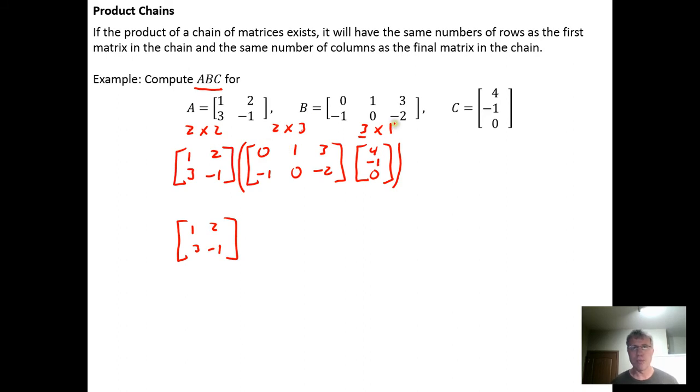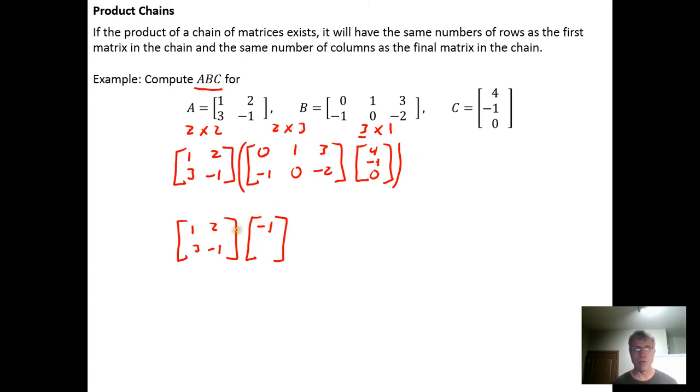When we take this product, we're going to get a 2 by 1 matrix, so that's 2 rows and 1 column. It's going to be the dot product of row 1 with column 1, and then the dot product of row 2 with column 1 to get our 2 by 1 matrix. The dot product here would be 0 times 4 plus 1 times negative 1 plus 3 times 0. So 0 times 4 is 0, plus 1 times negative 1 is negative 1, plus 3 times 0 is just negative 1.